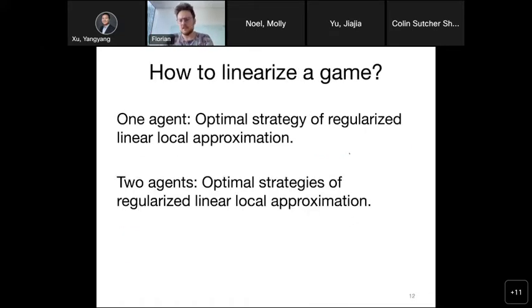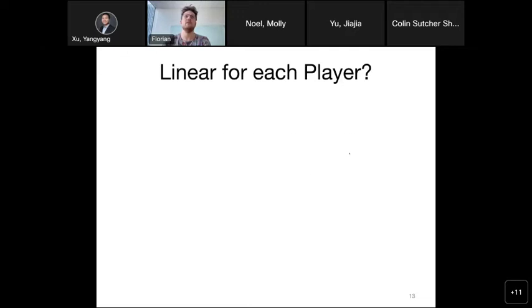Now this suggests a straightforward path to designing a generalization to multiple agents. We want to have a linear approximate problem, or a linear approximate game, so to speak, where we again add a regularization of both agents and use the Nash equilibrium, the optimal solution of this game, as an update rule. The mathematical question this leads us to is: how should we best linearize a game?